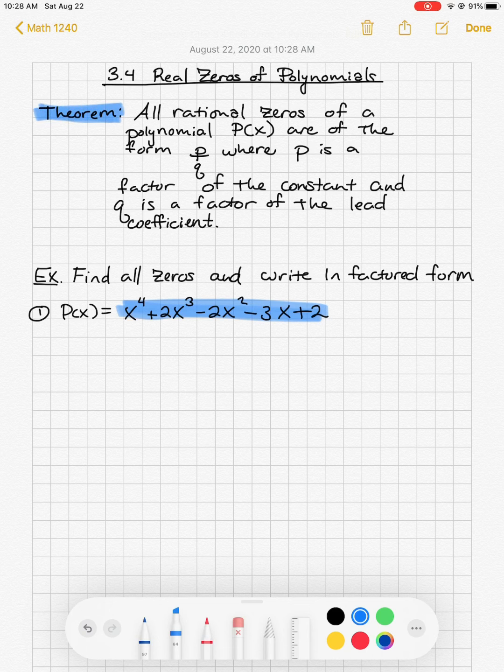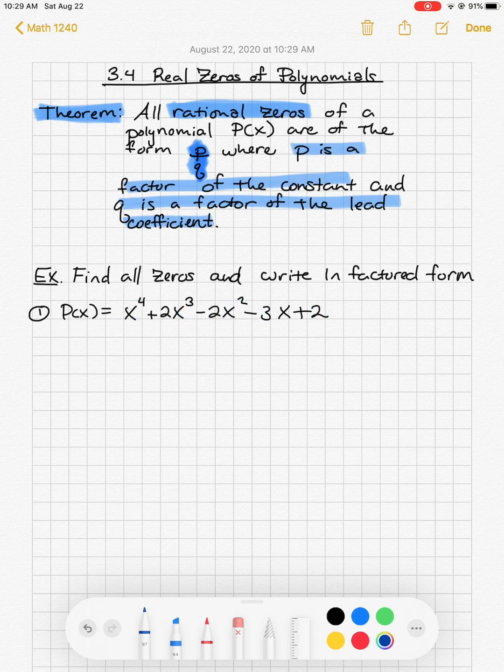What this theorem says is all rational zeros, so that's all the ones that are either integers or fractions, are of the form P over Q, where P is a factor of the constant and Q is a factor of the lead coefficient. So what the heck does that mean? It sounds a little complicated, but it's really not. That just narrows it down as far as what I might try to see if it's a zero. Okay, so the possible zeros are fractions.